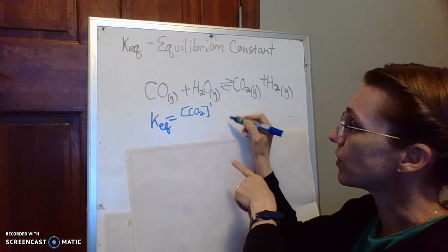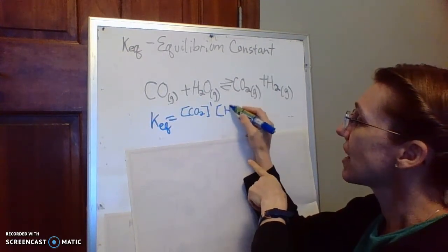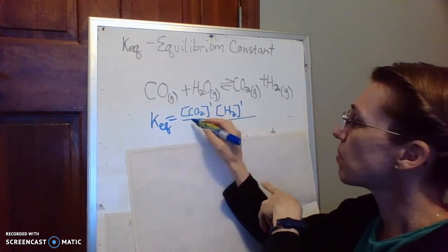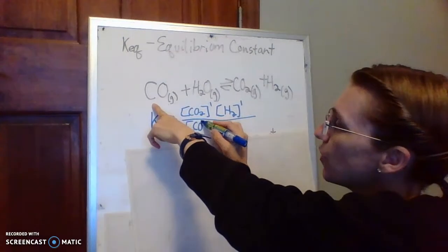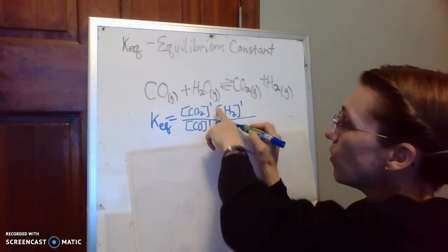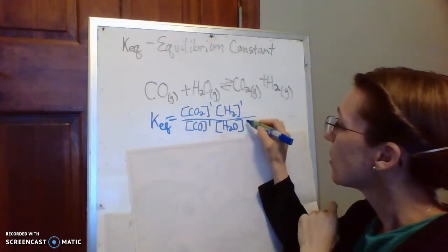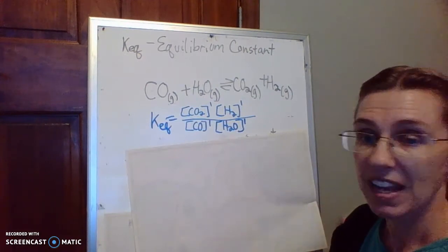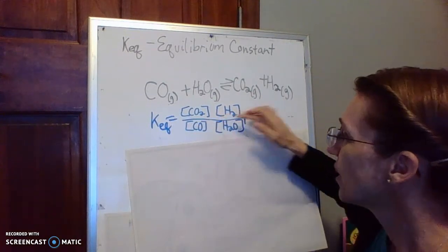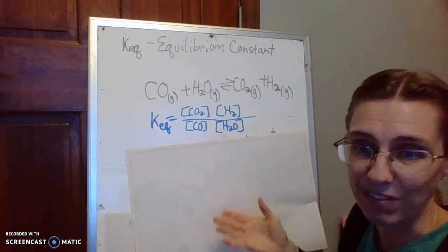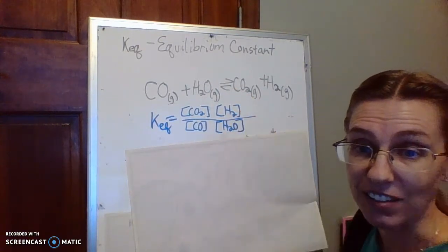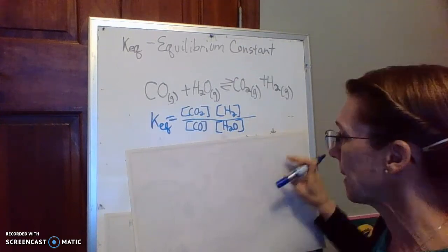raised to the power of its coefficient, which is 1, times the next product raised to the power of its coefficient, which is 1, divided by the reactant, CO, raised to the power of its coefficient, which is 1, times the concentration of H2O, because it's in gas form, raised to the power of its coefficient, which is 1. Now, raising to the first power is basically the same as just having the number. So if you're raising to a power of 1, you can leave the power out. But if there's anything else as a coefficient, make sure it gets written as the superscript there.